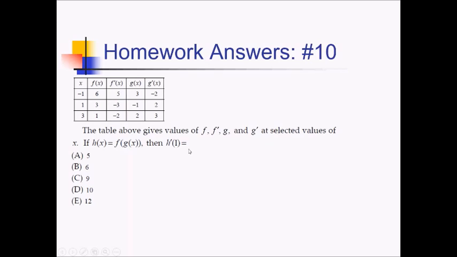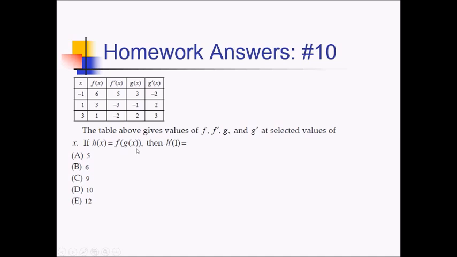On this problem, we have a table with values of f, g, and their derivatives. And now we're just defining an h function. Hey, why not? As f of g of x, and we want h prime of 1. Well, let's find h prime in general, and then we'll figure out how to use this table to find h prime of 1. So h is going to be a composition of functions, which means to take its derivative, we use the chain rule.